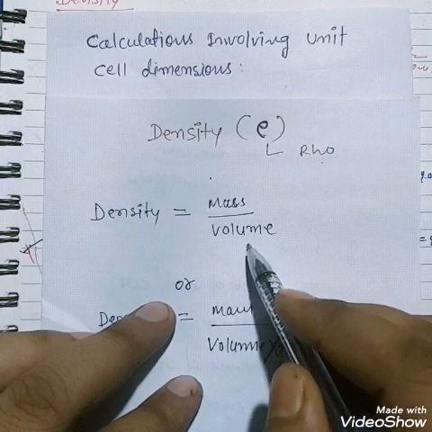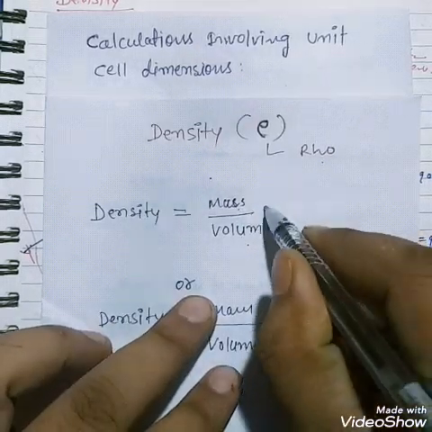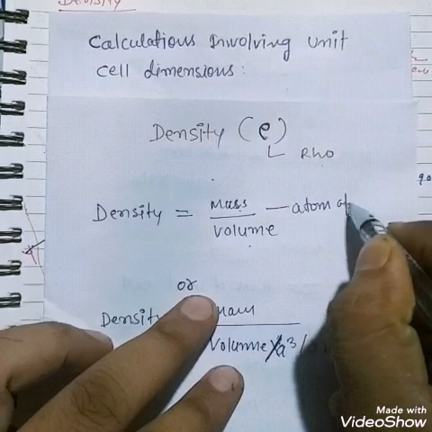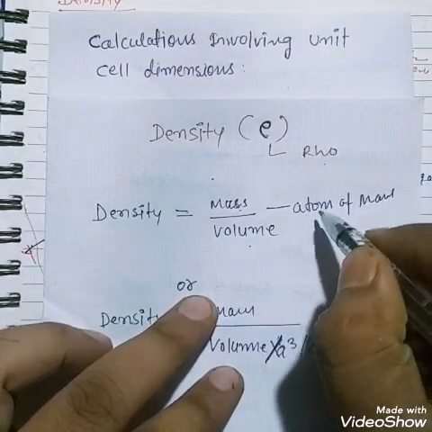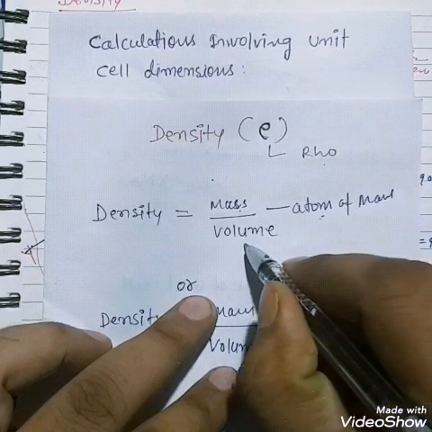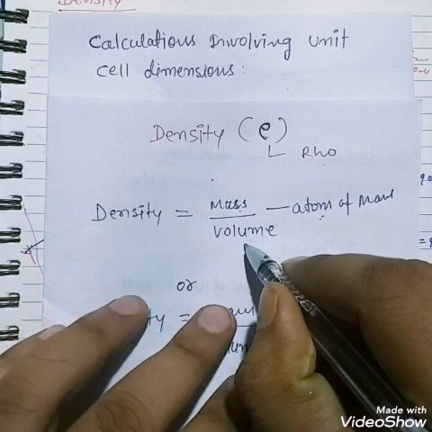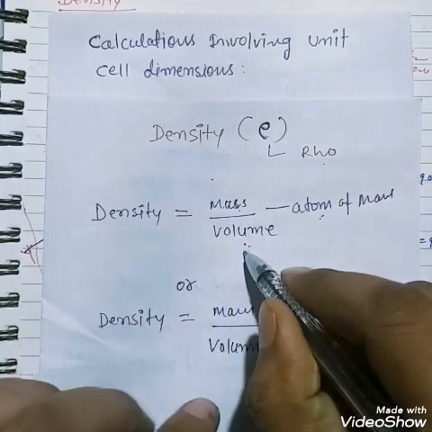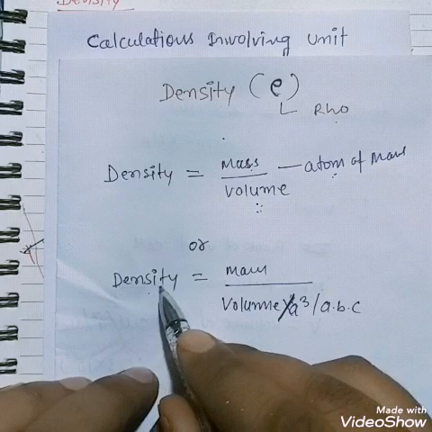Here it is very important. Now, what is the sense of mass? Mass means the mass of an atom. Substances having mass, that is atoms. And what about volume? Volume means edge length. Last time I taught you about edge length and volume. It is also represented in different ways.